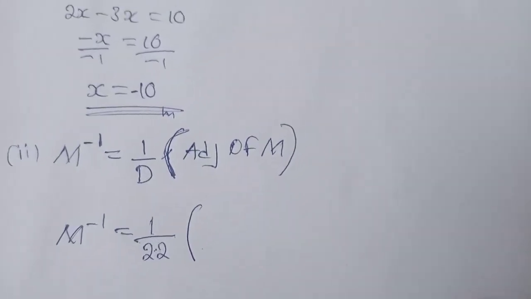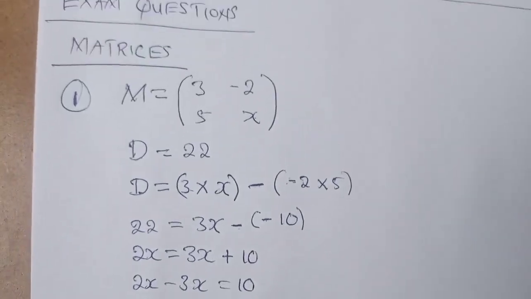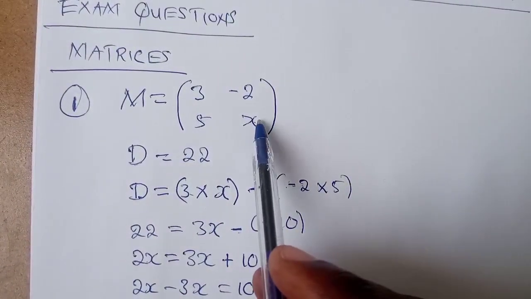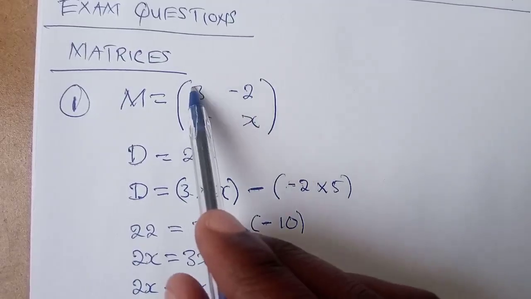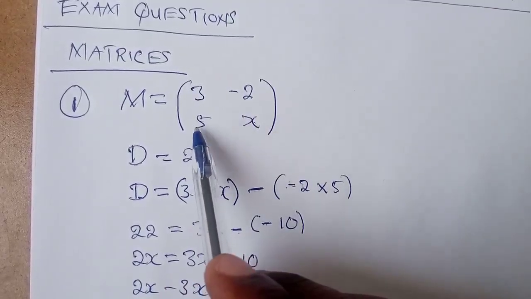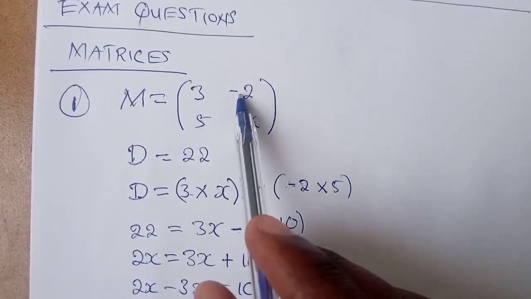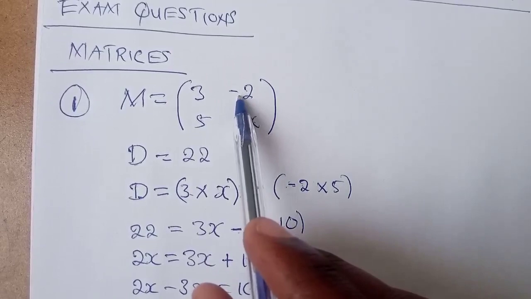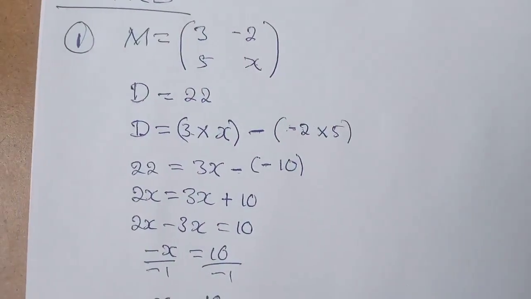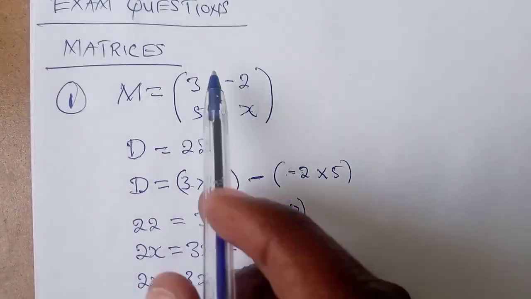The adjugate of m, how do we find it? We said that m is like this. Now for the adjugate, this one comes here, then this one comes here. Then for these ones, if it was negative, it becomes positive, and if it was positive, it becomes negative. So these 3 will come here and x will come here.